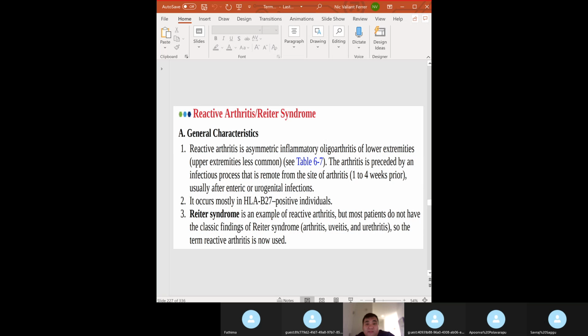Now, cross out Reiter syndrome, think reactive arthritis. This is asymmetric inflammatory oligoarthritis of your lower extremities. You have can't see, can't pee, can't climb a tree, right? You have arthritis, uveitis, and urethritis. That's it. That's the only thing that you need to know for reactive arthritis.